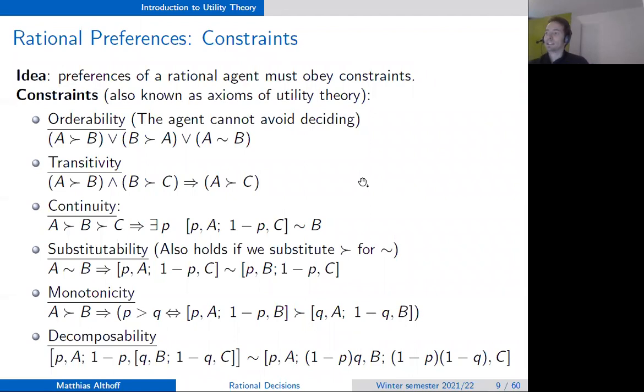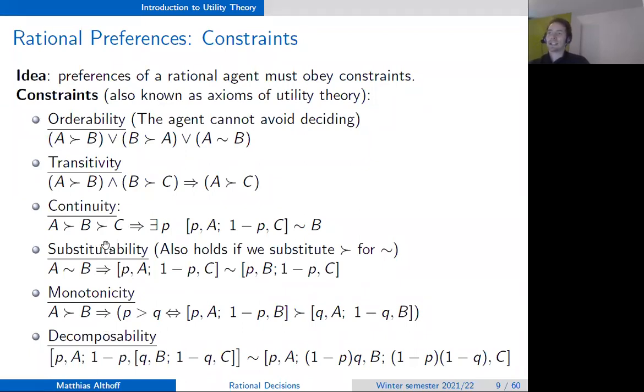So last Friday, just after the Christmas break, we started talking about preferences for making rational decisions. One thing that was important is that we have to fulfill certain axioms of utility theory, because if you don't meet these constraints, we are not going to act in a rational way. We discussed these points already: orderability, transitivity, continuity, substitutability, monotonicity, and decomposability.